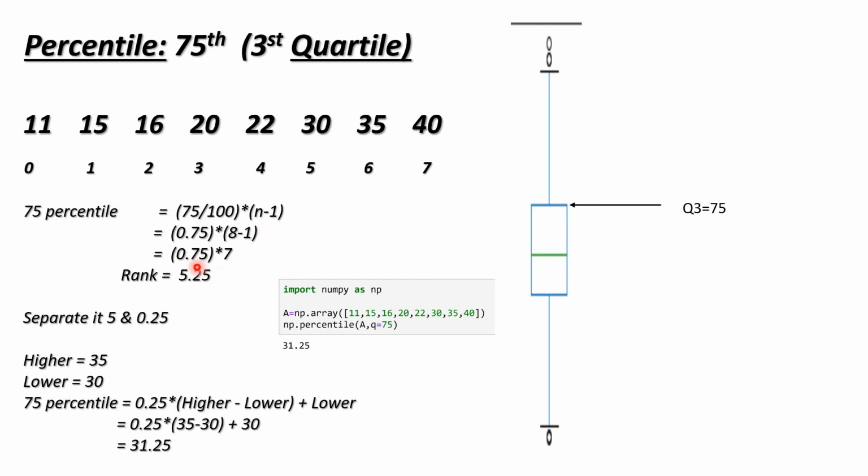We have the fifth index, but we don't have the 5.25 index. That's why we need to calculate. If the index you get is like 5 or 6, you can easily take that number, because that number is present in your data set, right? But the 5.25 element is not there. That's why we need to calculate that element, that is the 75th percentile, that means the third quartile, right?